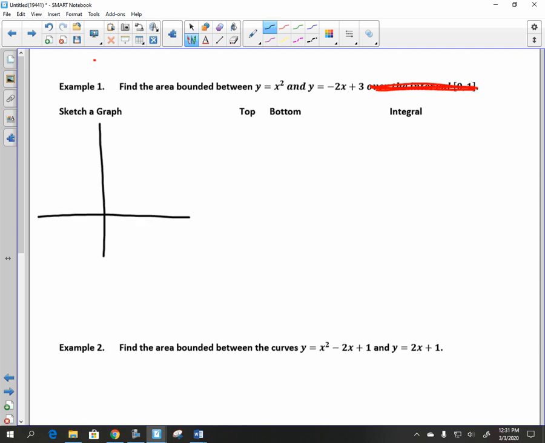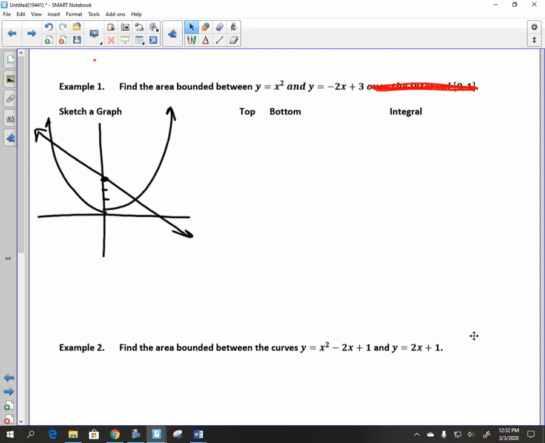What does the graph of x squared look like? A parabola. And then I have the graph of negative 2x plus 3. What does that look like? A line that is shifted up 3 units and has a slope of negative 2. I would like to find the area bounded between those two functions.